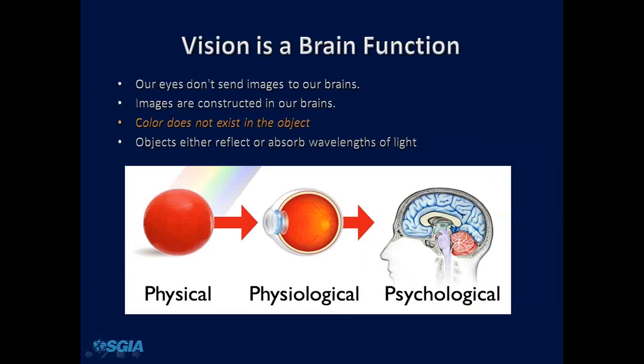Vision is a brain function. Our eyes don't send the actual image to the brain. They send that electrical impulse, and then the brain takes that information and constructs what it sees. Color does not exist in the object. Objects either reflect or absorb wavelengths of light.